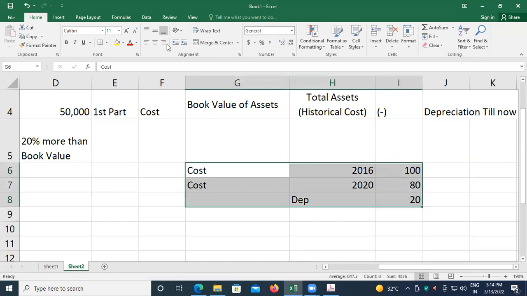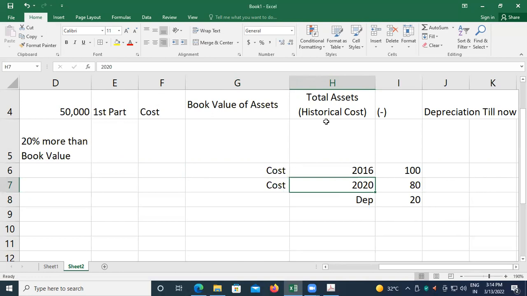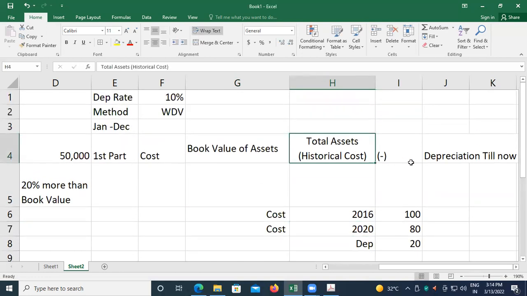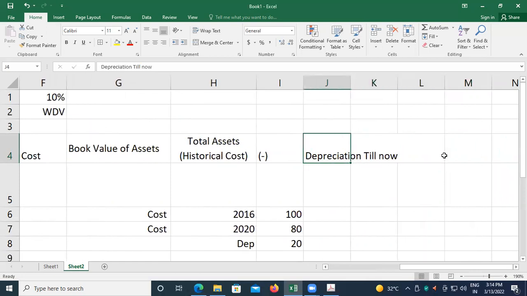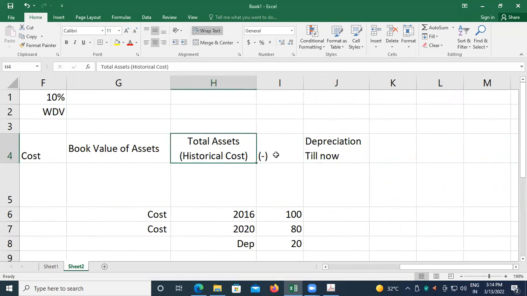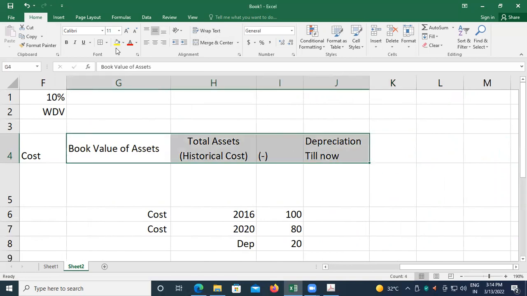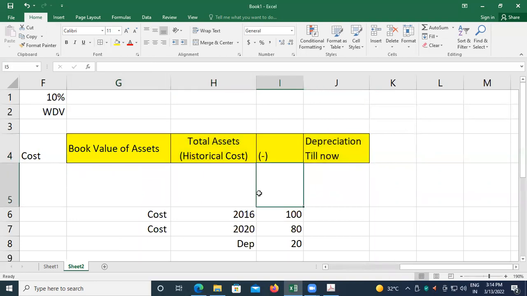That is why the value of the asset has come down, because of the depreciation. So what is the book value of the asset? Total asset minus whatever depreciation we have charged till now is called the book value of the asset. So historical cost minus depreciation value, whatever difference you get, is nothing but your book value of the asset. Let us highlight this formula. What is the formula for book value of the asset? Total asset value minus depreciation.